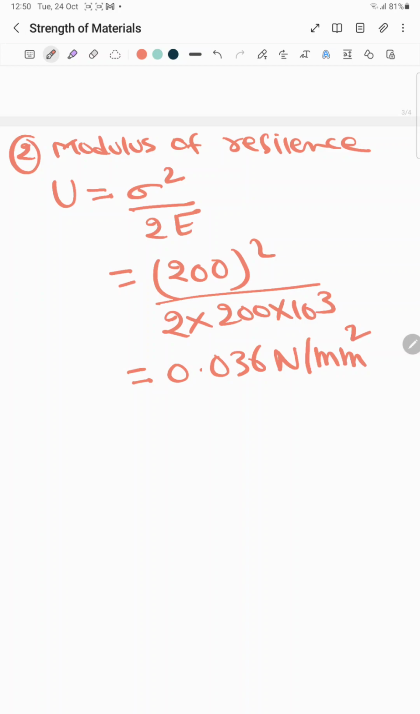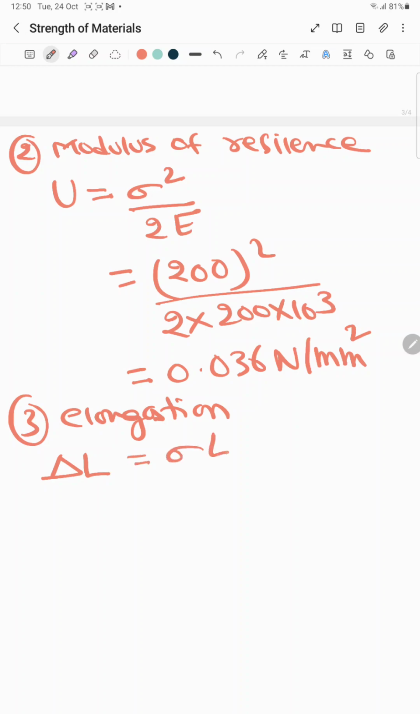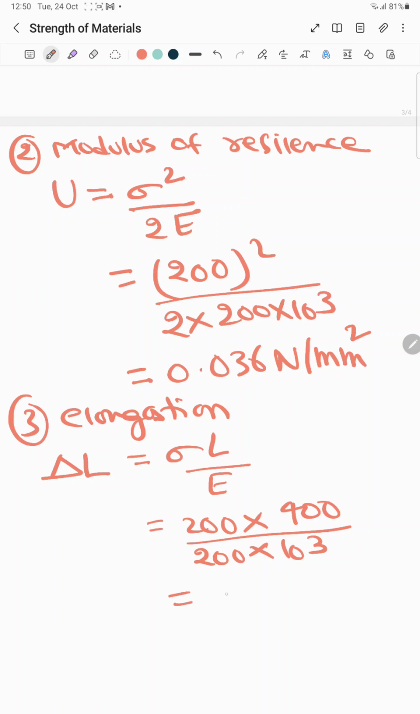Now the third one we need to find is the deflection, the elongation. Elongation is denoted by the term delta L. Delta L is nothing but the change in length, equal to sigma L by E. Sigma is equal to 200, L is 400, and E, Young's modulus, is 200 into 10 to the power 3. This is equal to 0.24 millimeter.